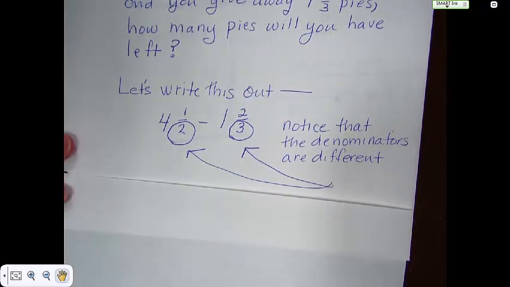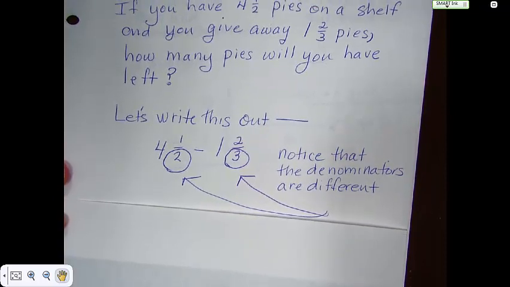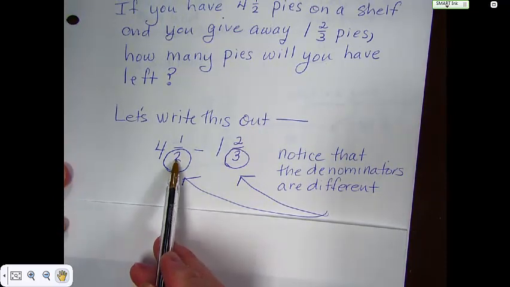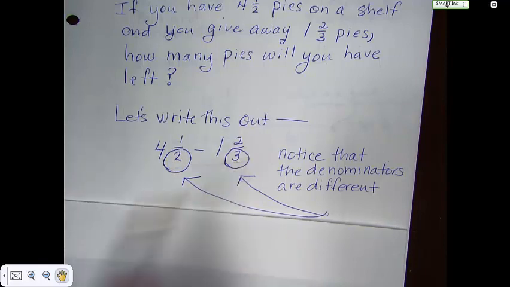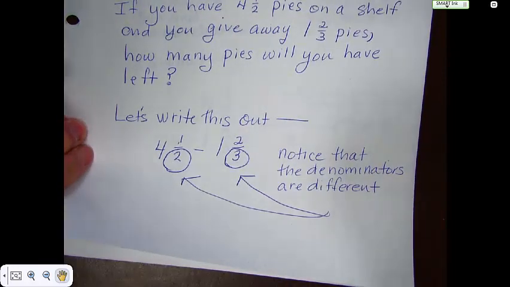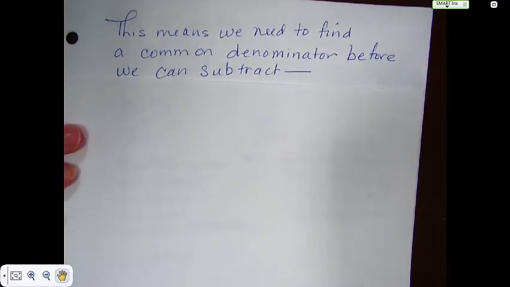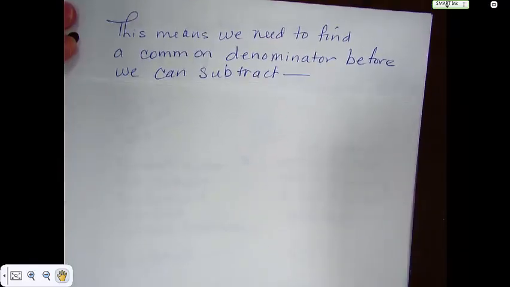Now, you do need to notice right away that the denominators are different. This denominator is 2, this denominator is 3. We cannot subtract anything until we have the same denominators. So, we need to see if we can remedy that situation. And I know we can, because I know you've done it before. We need to find a common denominator so that we can subtract.